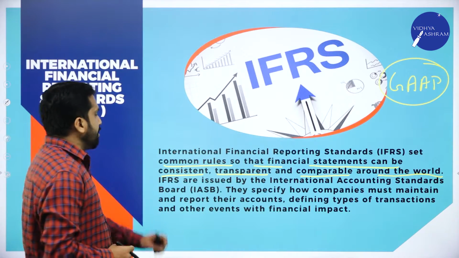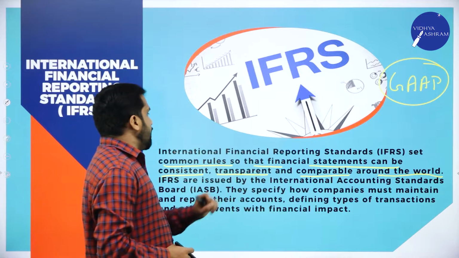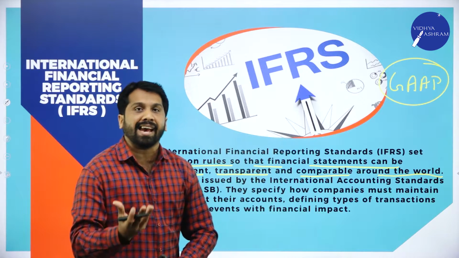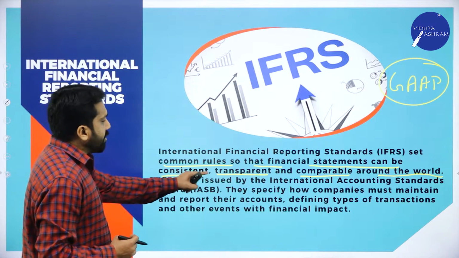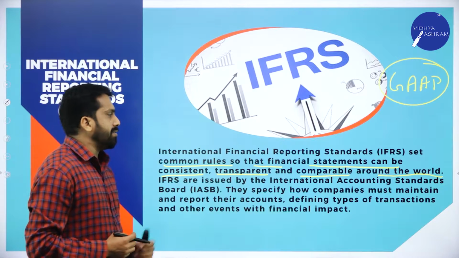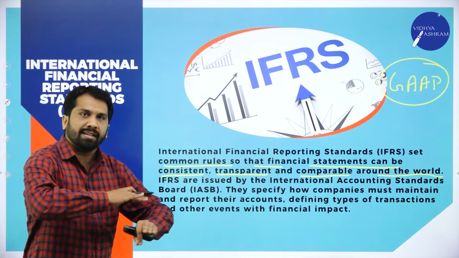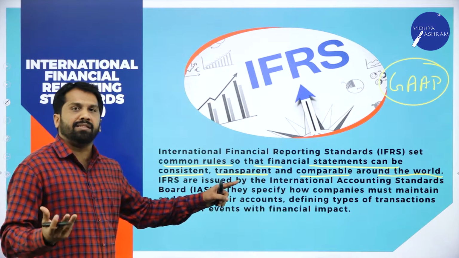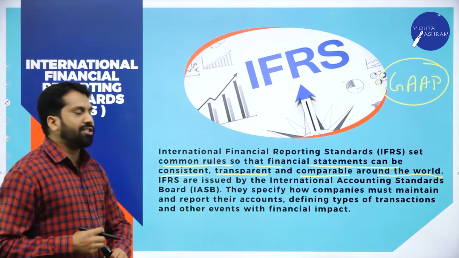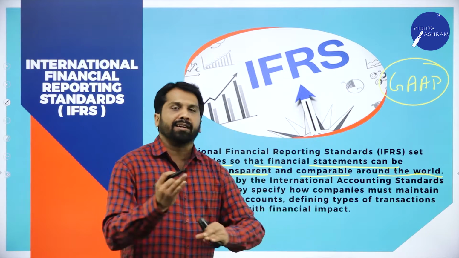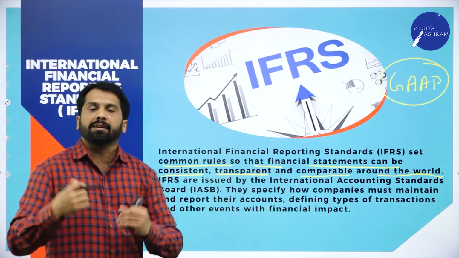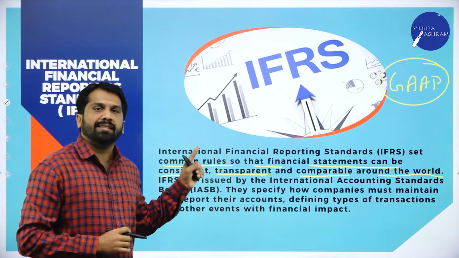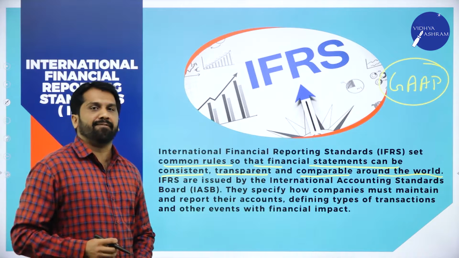What is IFRS? If you use IFRS, it will be a set of common rules so that financial statements can be consistent, transparent, and comparable. Consistent means what? Equal, similar. Transparent, easy, means there won't be any fraud or mistakes. Comparable, you can compare one company with another company around the world. Why? Because everybody is following the same rules. That is called IFRS.